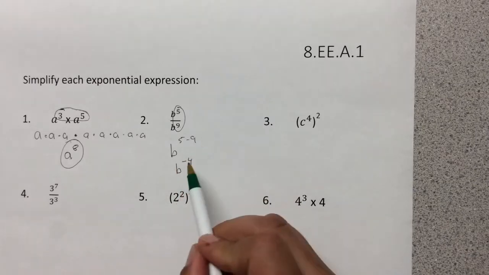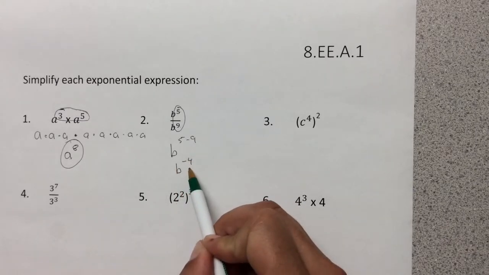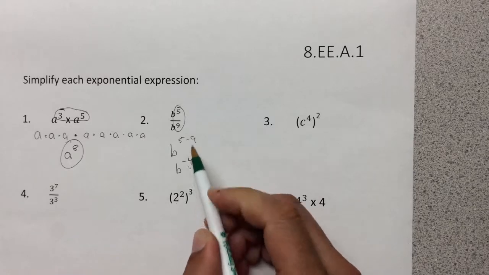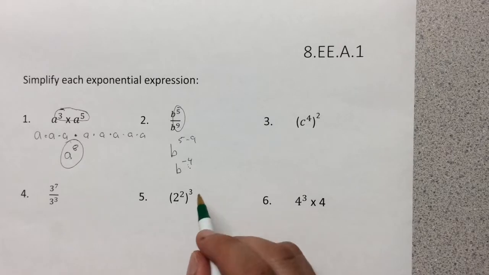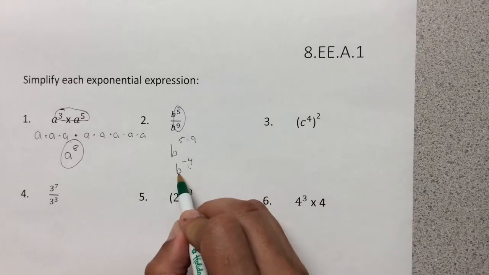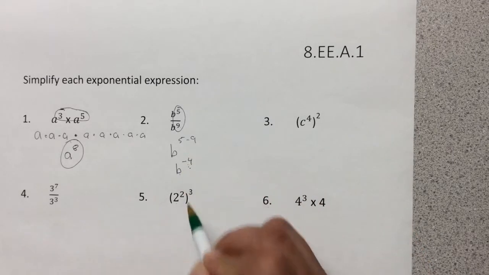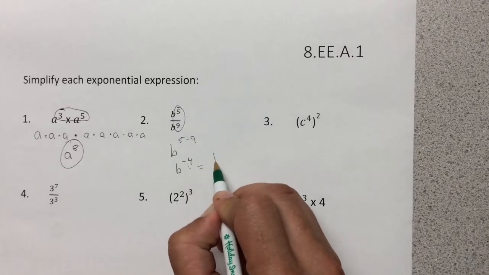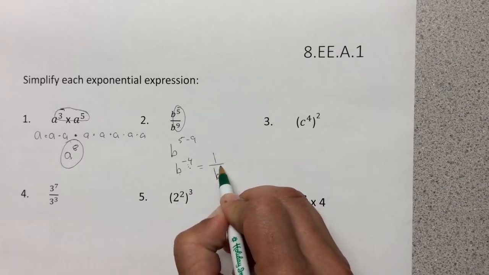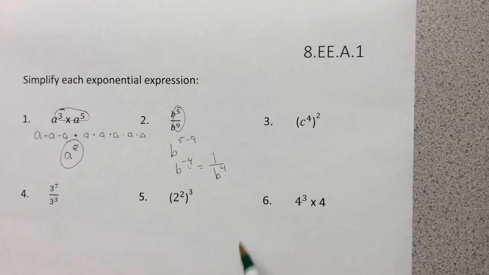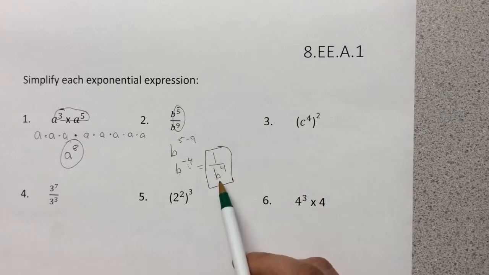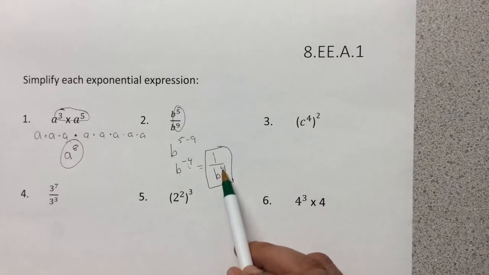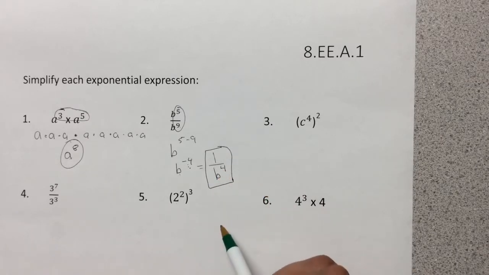And again, we don't want any negative exponents. So how do we get rid of a negative exponent? You put it on the other side of the fraction line. In this case, b to the negative 4 is in the numerator, so we are going to flip it and put it in the denominator. And now we have 1 over b to the 4th. That will be our final answer, again because we do not have a number to a power, so we can't simplify any further.